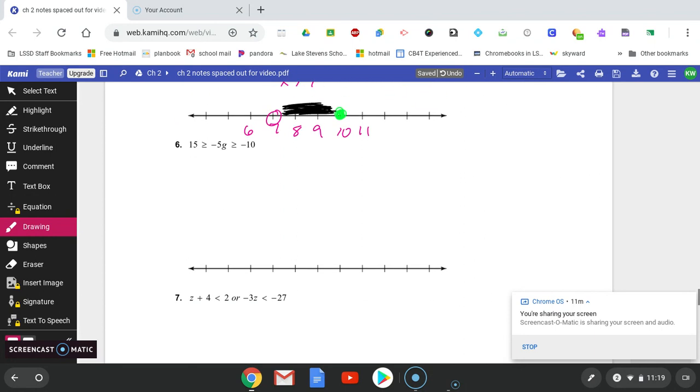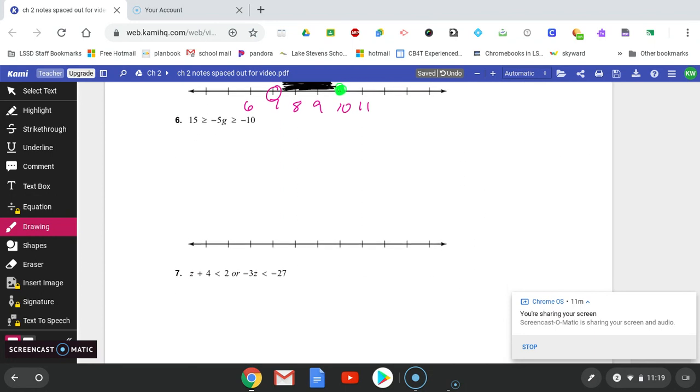Either one is great. Okay, so number 6, we can either break it apart into 2 separate problems, or we can treat it as one big problem. If we're going to treat it as 2 separate problems, it would be 15 is greater than or equal to negative 5g, and negative 5g is greater than or equal to negative 10. We know it's an and. We know we're looking for an overlap because it didn't have the word or. That's the only way it could be an or.